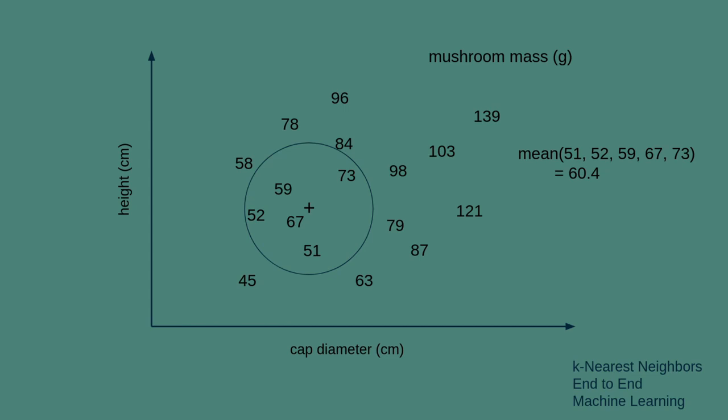Now, looking at that, you might decide that's a good estimate. You might decide it's not. It is to the right of 67, but that 67 is already kind of low, between 51 and 59. So maybe that's about right. If we take a median, we get a 59, which is even lower than our 60.4. So maybe that's a better answer, maybe it's not.